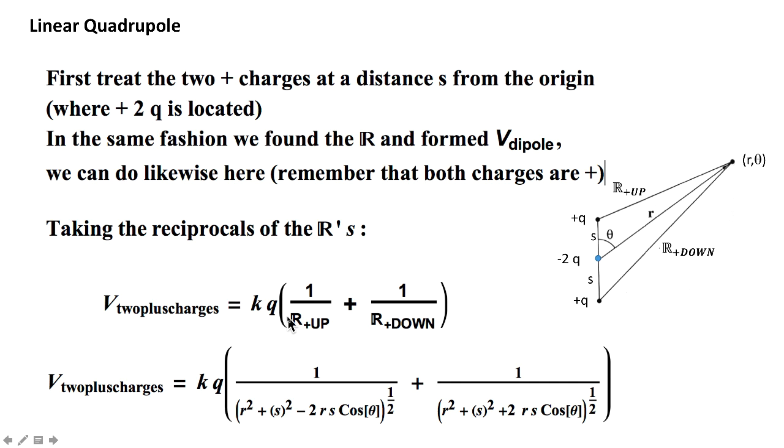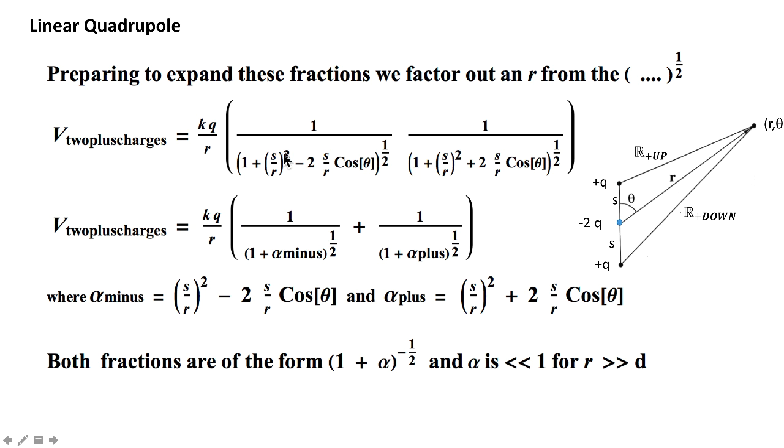So we have then our expression, and we can use our triangles again. They're precisely the same triangles that we had before for the dipole, and so we end up with these expressions here, 1 over the distances that we're interested in. So here it is again. We factor out an r, so we have this expression here, and then we identify this quantity right here with an alpha minus, and this one right here with an alpha plus.